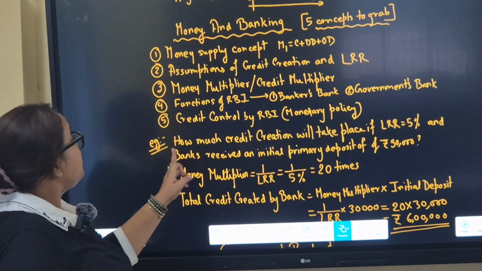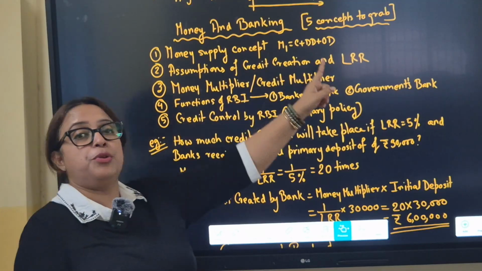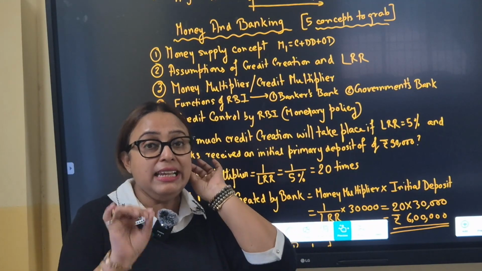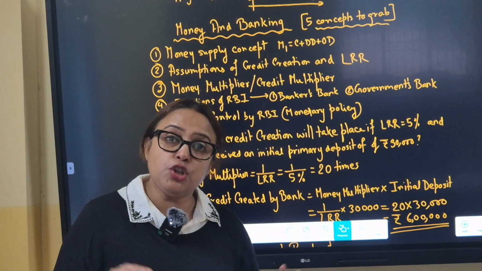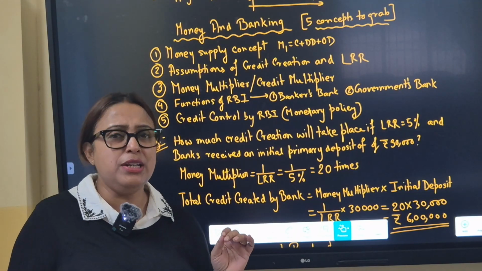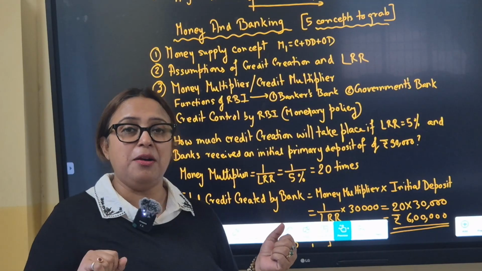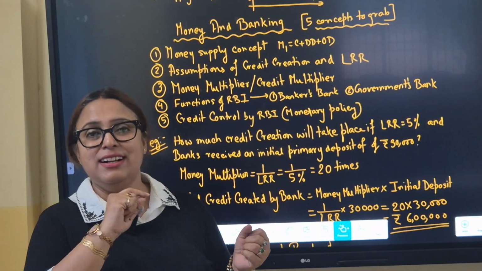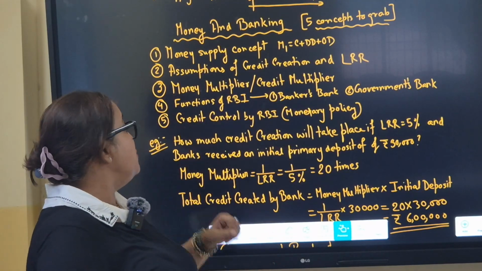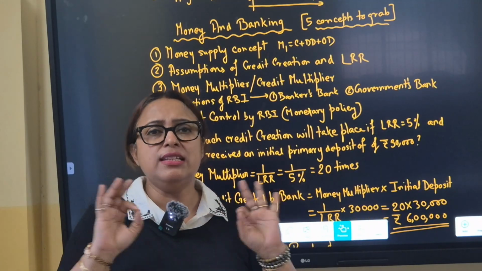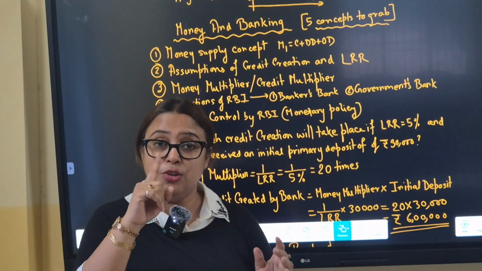Next is assumption of credit creation and legal reserve ratio. Legal reserve ratio is clearly cash reserve ratio and other variants like statutory liquidity ratio, vault cash with the bank. Since they are legalized by RBI, hence it is called legal reserve ratio. Also remember the assumptions. The entire banks of every unit in the country is called bank, one unit.